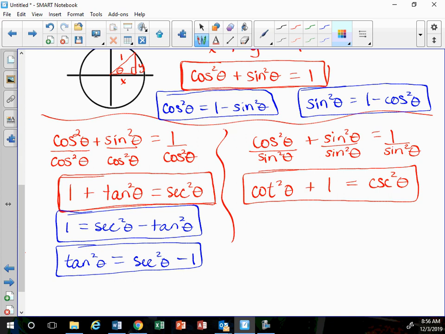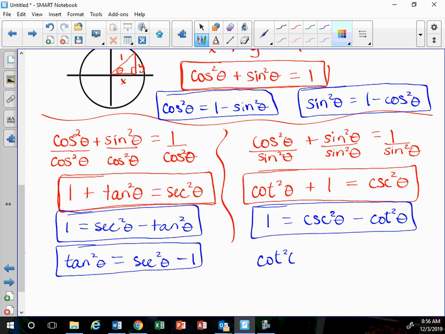So we've got 2 more to write. What is 1 going to equal? Sure, we'll do the 1 first. What will 1 equal? Yeah, cosecant squared theta minus cotangent squared theta. And then our last one is cotangent squared theta equals cosecant squared theta minus 1. Okay.